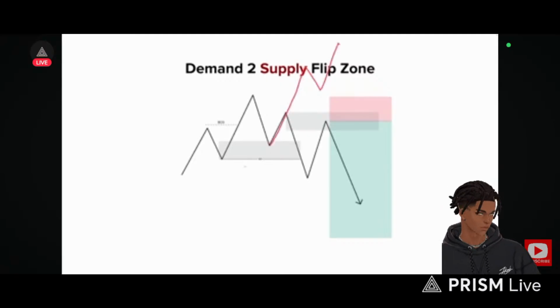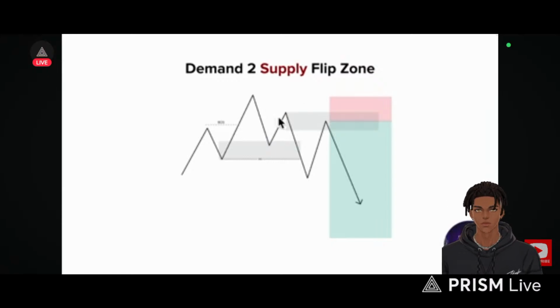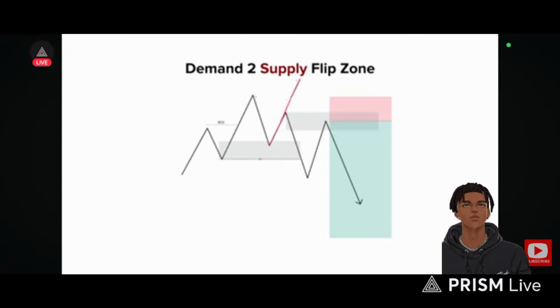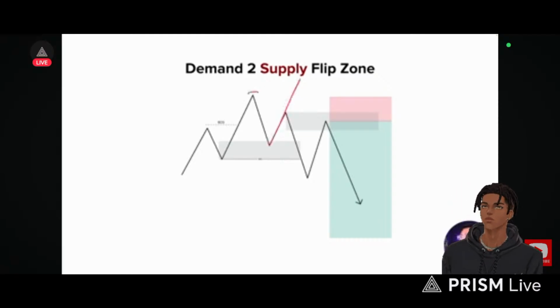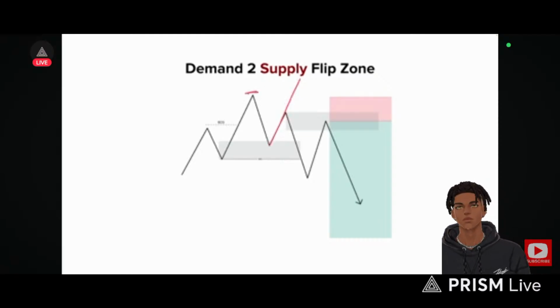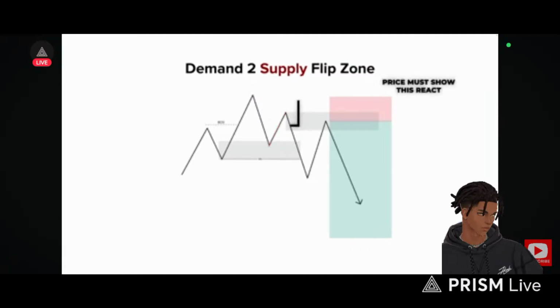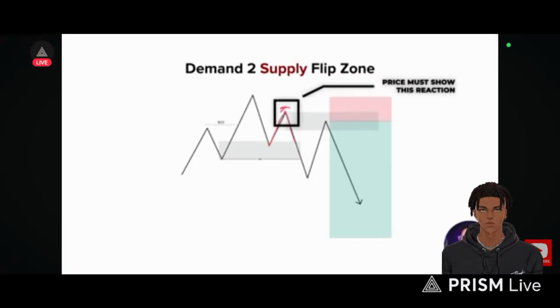But if not, then guess what? That is your failed reaction. And that is what we see in this scenario right here. This demand zone failed to bring that higher high. It failed to actually go above this high. So what it did was it went up and came back down. So it created a lower high right here, and this could potentially be your shift in order flow.